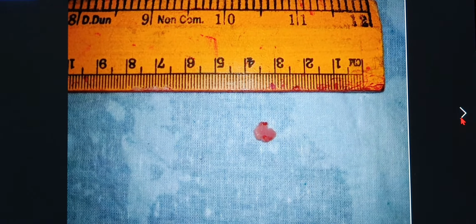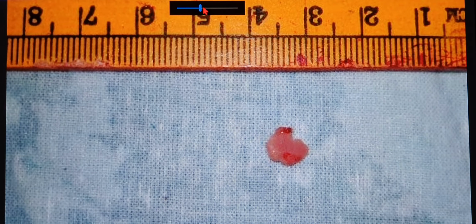So this is how you do it, and this was the mass in toto which we removed from the base. It is roughly around half a centimeter. The normal size is a few millimeters to a few centimeters. In this case, it was roughly half a centimeter.